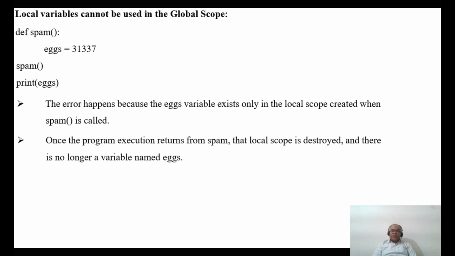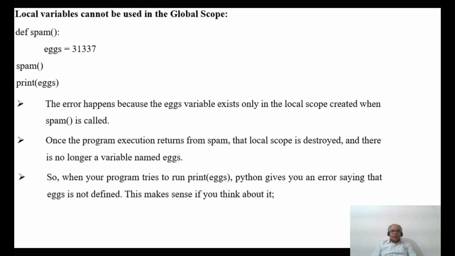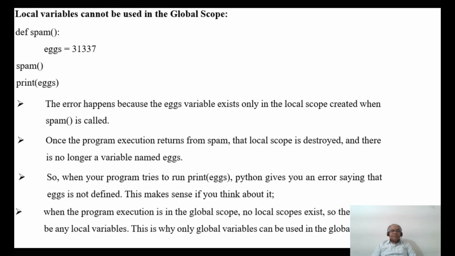Once the program execution returns from spam, the local scope is destroyed and there is no longer a variable named x. So when your program tries to run print x, Python gives you an error saying that x is not defined. This makes sense if you think about it. When the program execution is in the global scope, no local scope exists. So there can't be any local variable. This is why only global variables can be used in the global scope.